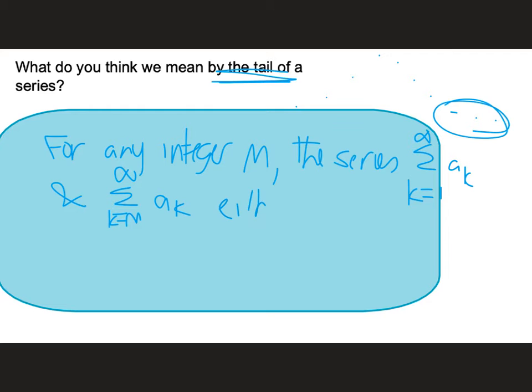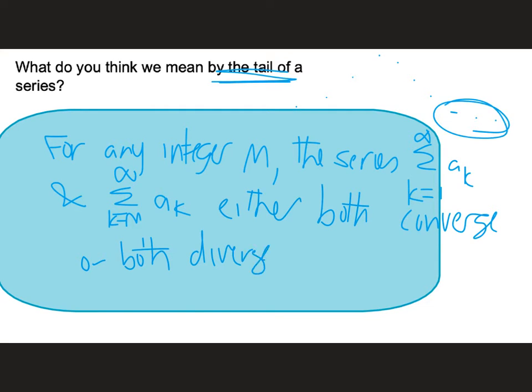And we're saying they either both have to converge or both diverge. So what this is saying is, we can't have it where my whole series converges, but my partial series diverges. That doesn't make any sense. And we can't have it where my partial series converges and this diverges. If this diverges, then this has to diverge. If this converges, then this has to converge.